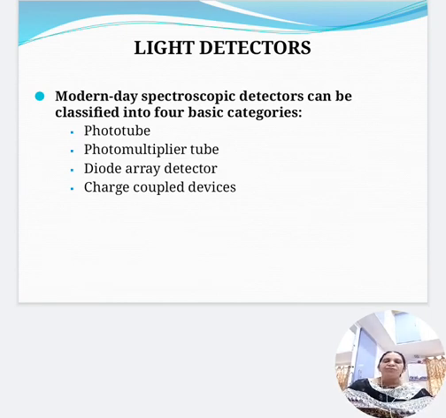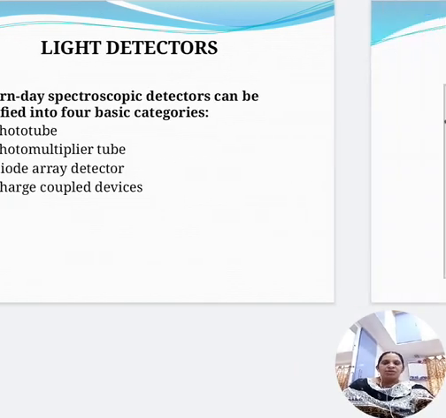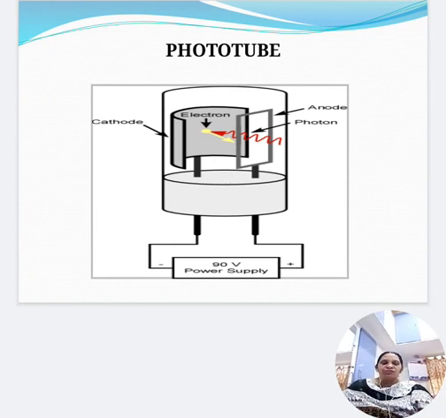Commercially, the examples of photon detectors are photovoltaic cells, phototubes and photomultipliers, photoconductive detectors like LDRs, and silicon diode detectors. So coming to the modern classification, phototubes and photomultiplier tubes both come under the classification of photon detectors. So I'm going to deal with the phototube.